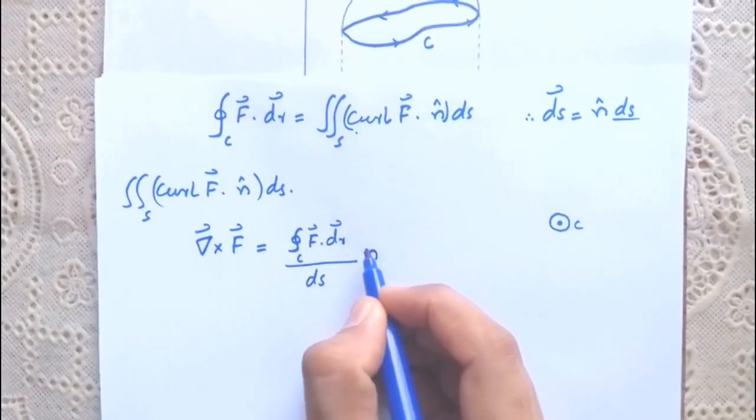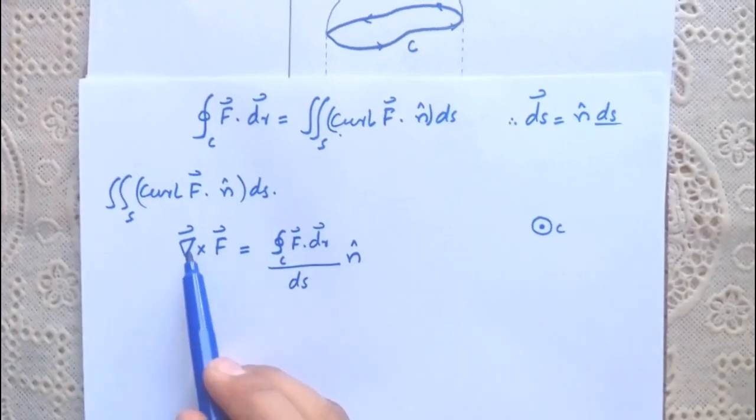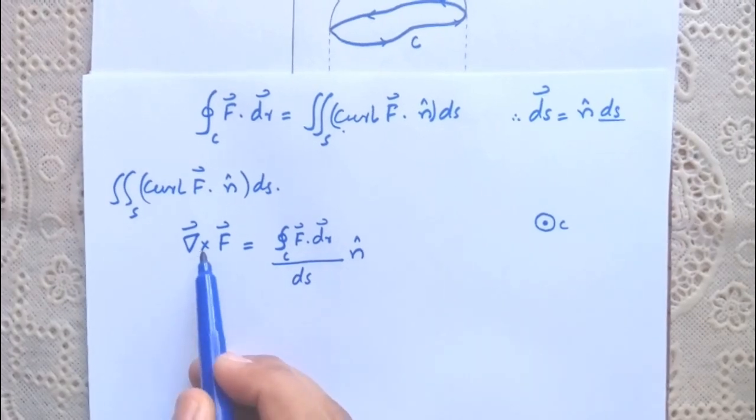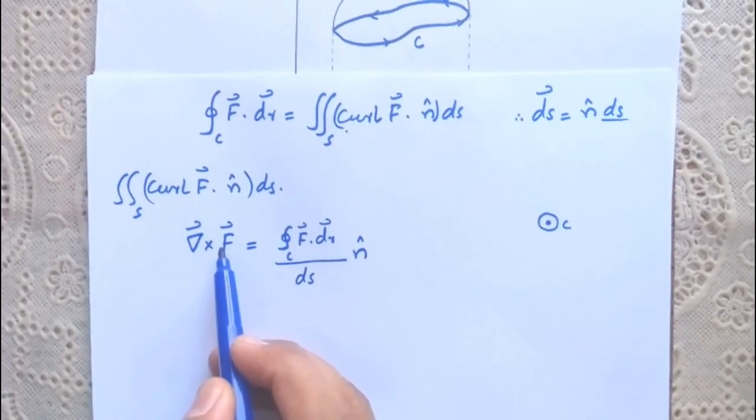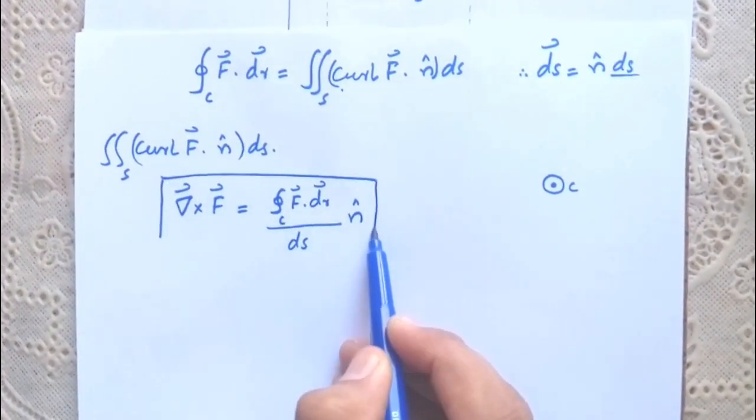And n cap, where n cap defines the direction of the curl, and curl is the cross product of two vectors. So direction of the curl is perpendicular to both del operator and vector field, right? So it is the mathematical definition of a curl.